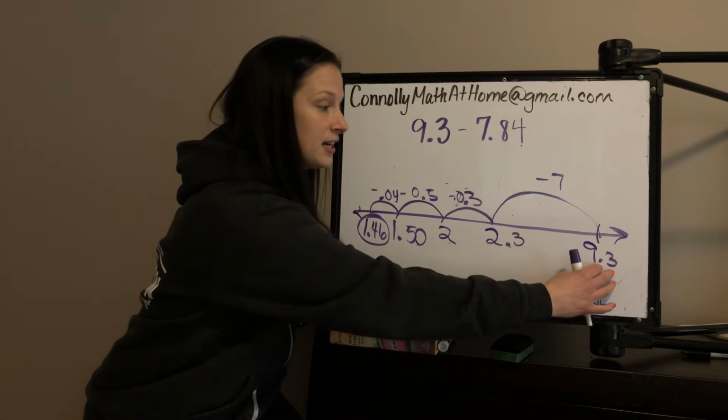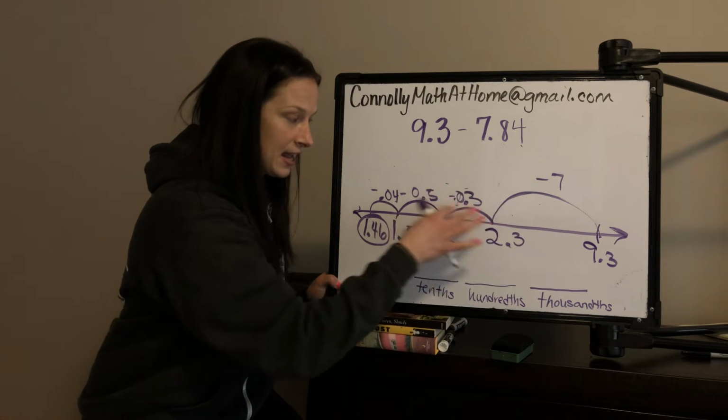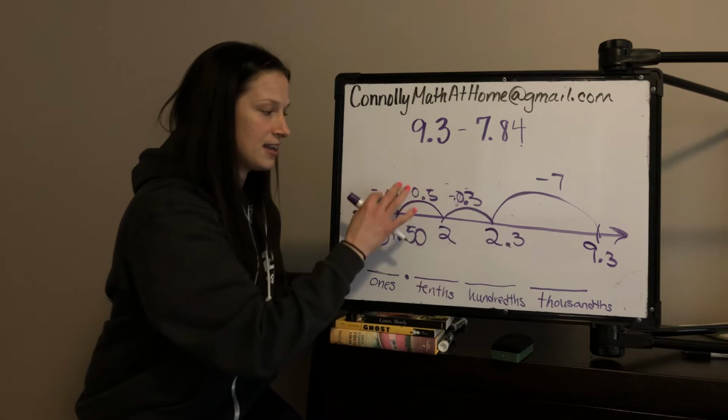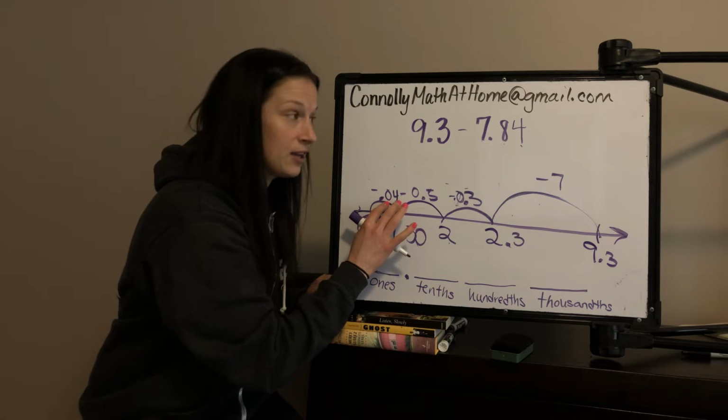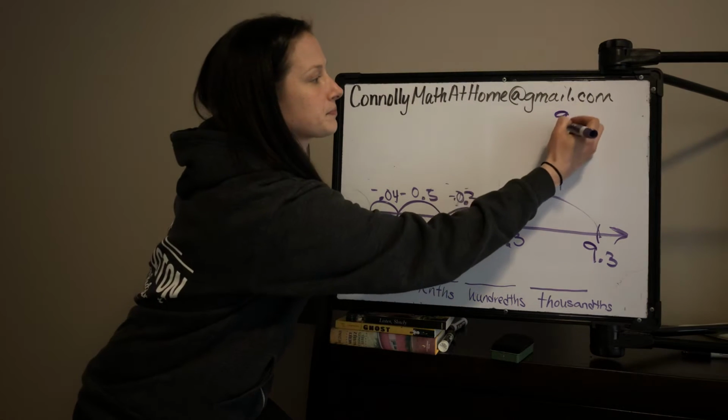Okay, I started at 9 3/10. You can see I subtracted 7 8/10, and then 7 84 hundredths. Okay, so steps that I took, I'm just going to move this guy over here.